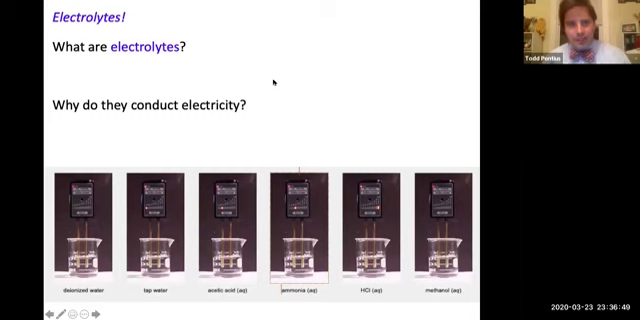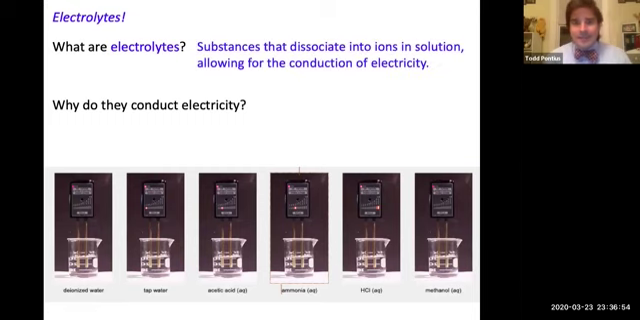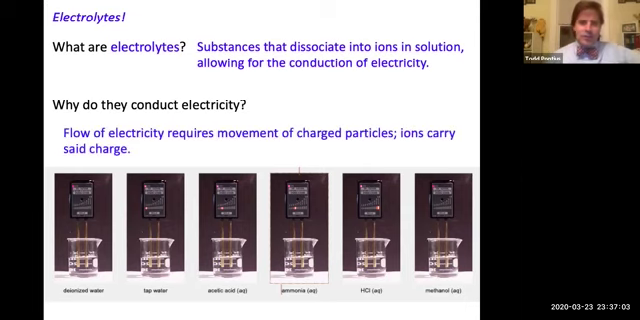Now then, electrolytes. What are they? What do they do? Electrolytes are substances that dissociate into ions, that create ions in a solution, therefore allowing the conduction of electricity. Why is it that they allow the conduction of electricity? Well, it's because the flow of electricity relies on having ions. We have to have the movement of charged particles. So if you just have a solution that has no ions in it, it can't conduct electricity. But if you start dissolving ions into, say, water, it can conduct electricity readily.